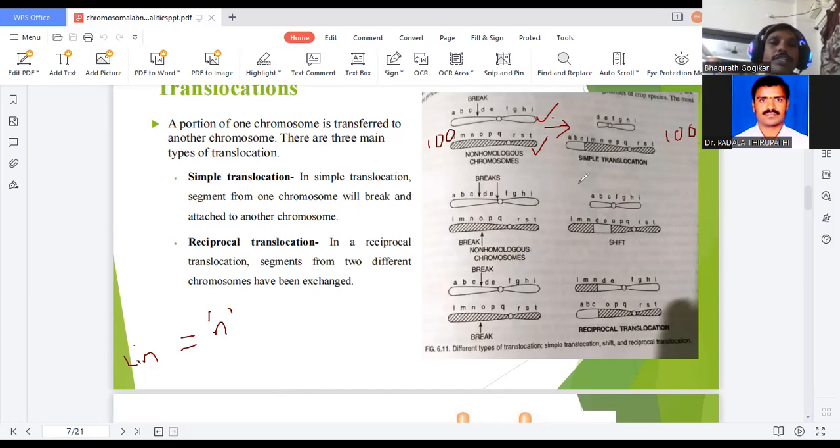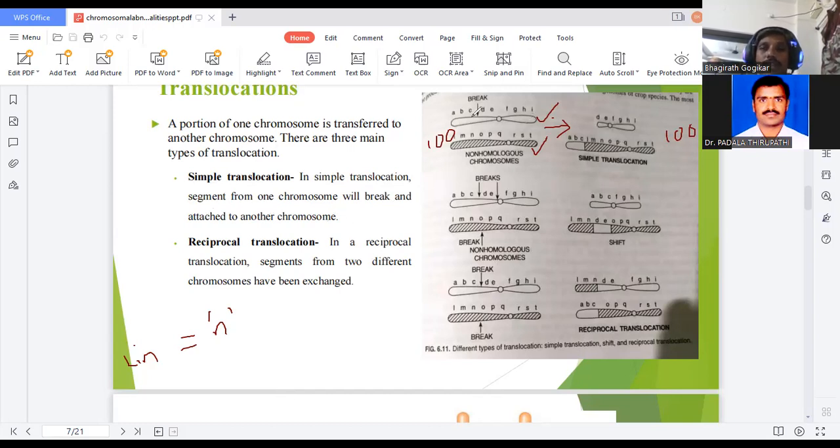In the previous case, deficiency, deletion, and duplications, what happened? One of the chromosomes contained many genes, and another chromosome lost some genes. Are you following? Here the chromosomes contain the same number of genes, but the arrangement and sequence of the genes is changed. So this is again divided into 3 types: simple translocation, reciprocal translocation, and shifts also. Simple translocation means a segment from one chromosome will break and attach to another chromosome.